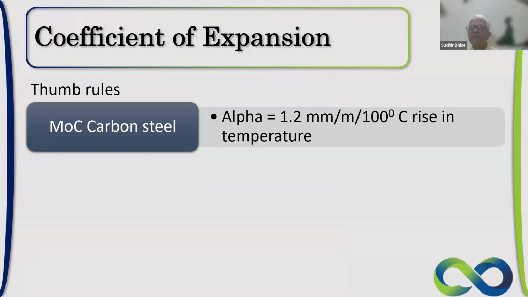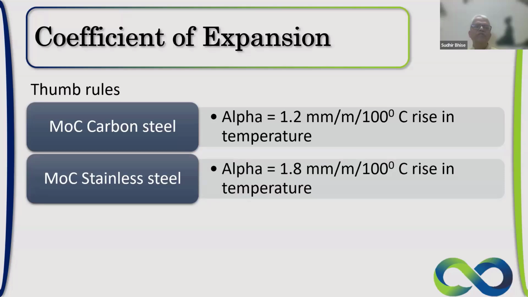So why rise in temperature? We are talking about temperature rise from the ambient temperature. If the MOC is stainless steel, then the alpha is going to be 1.8, which is almost 50% higher than carbon steel. Now, most systems fall into one of these two categories; 95% of systems will have one of these two materials, so you can easily estimate the alpha value.